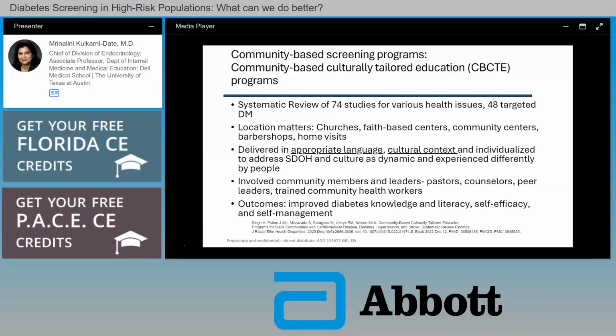So pastors, counselors, peer leaders, trained community health workers, and having this sort of community-based tailored education program showed better outcomes, improved diabetes knowledge and literacy, self-efficacy, and self-management. How this was measured obviously was different in the different studies, but overall seemed to improve knowledge and literacy, which I think is very important for our patients to be able to be empowered in their own health management.